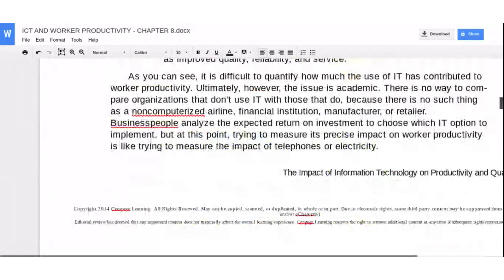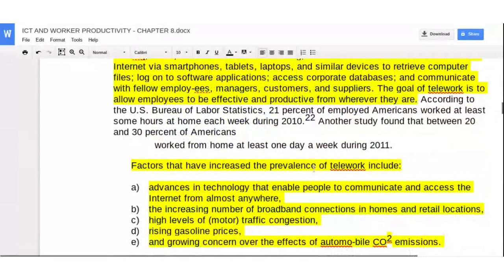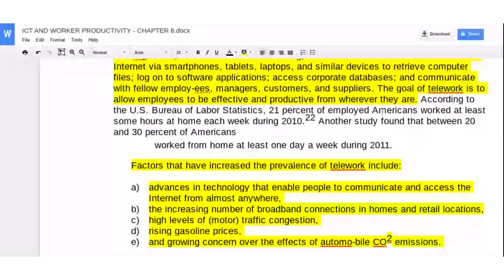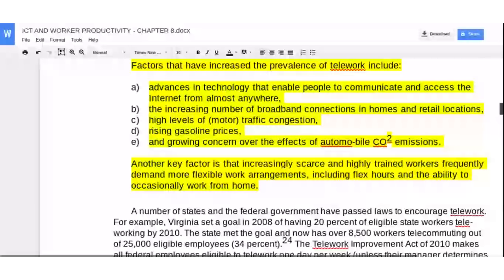But let me go down to another issue here, which you've already talked about from the other document, the issue of telework and telecommuting. It says that factors that have increased the prevalence of telework include all that. So I'm just highlighting without taking us through it. Read this as well and see what this document says about teleworking or telecommuting, including the definitions and all that. I don't intend to discuss it, but look at it so that you can consider teleworking from the perspective that this document brings out.